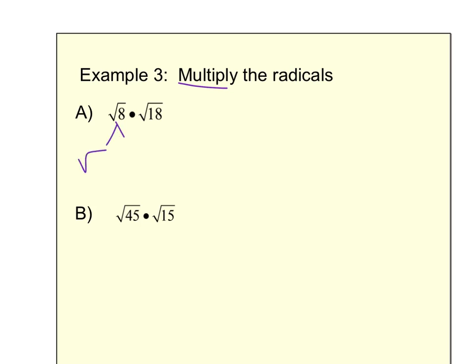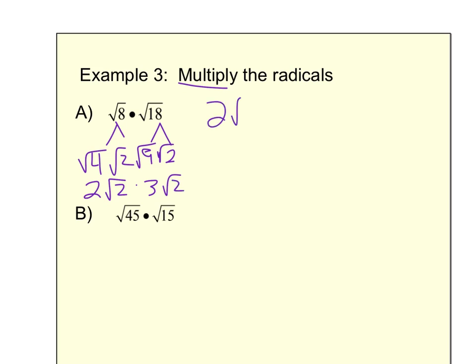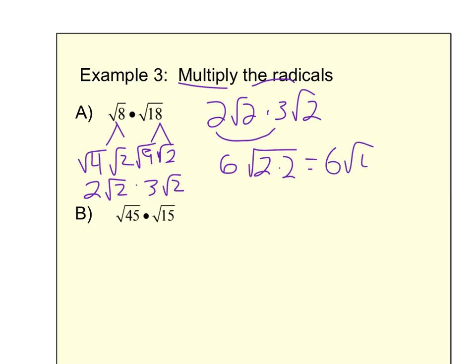So I'll go 4 and 2, and I know that the square root of 4 is 2. Here I'm going to break it up into 9 and 2. So that's going to be 3 square root of 2. So I have 2 square root of 2 times 3 square root of 2. So now here's what I'm going to do. I'm going to multiply the outsides. I'm going to multiply underneath the square root. But that becomes 6 square root of 4.